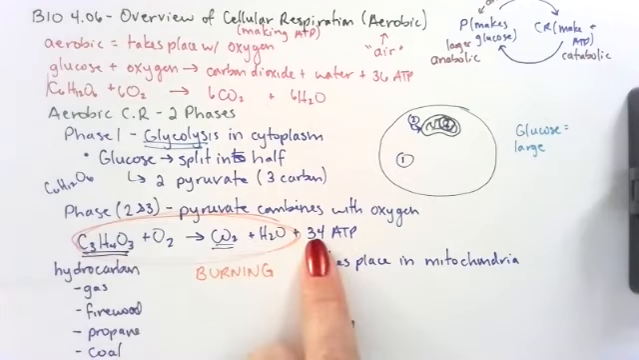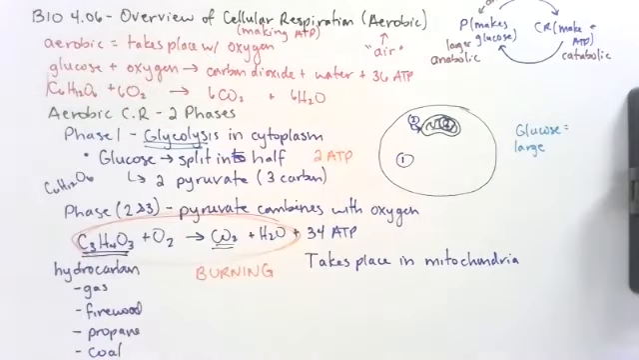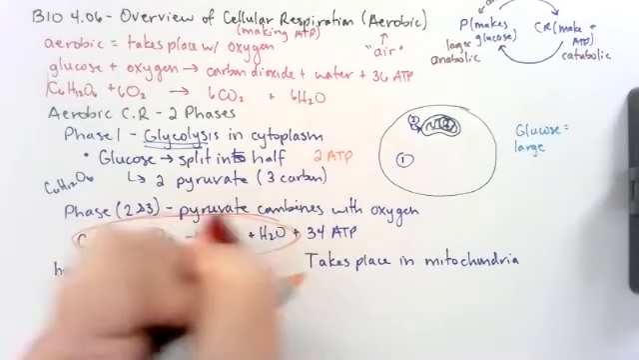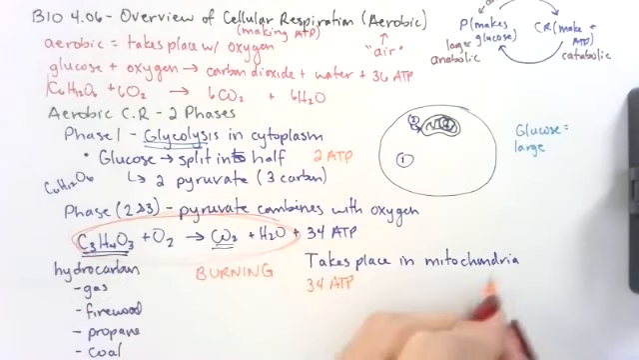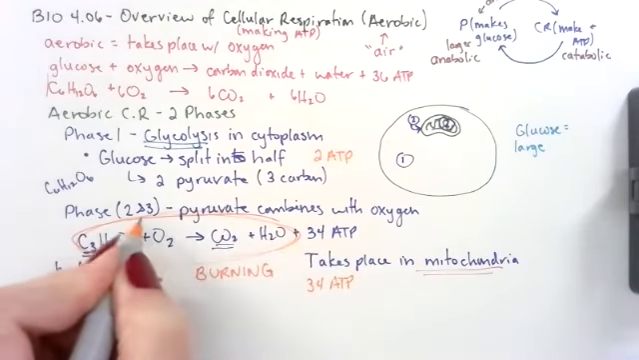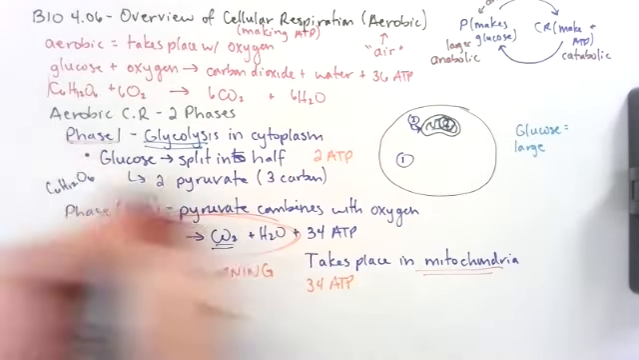Well, maybe you noticed I have 34 ATP here. One of the things that we didn't mention is that glycolysis produces 2 ATP. So we get 34 ATP in the mitochondria for the second and third phase. We're just going to call it the next phase. And in the first phase, in phase 1, we get 2.